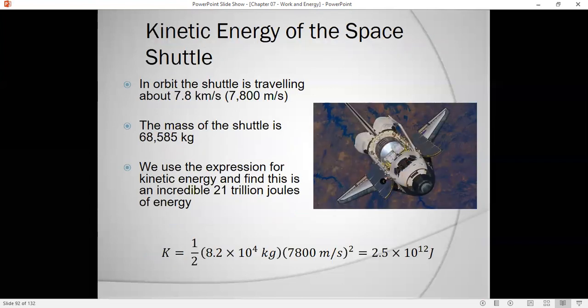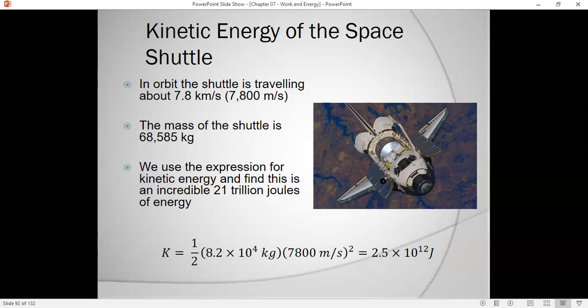So again, if we look at the space shuttle itself, it has a tremendous mass, almost 70,000 kilograms. In orbit, it has a speed of 7,800 meters per second, okay? And that corresponds to 2.5 times 10 to the 12 joules of energy. Mega is 10 to the 6, giga is 10 to the 9, so terajoules, a tremendous amount of energy, terajoules of energy right there that it had to get rid of.